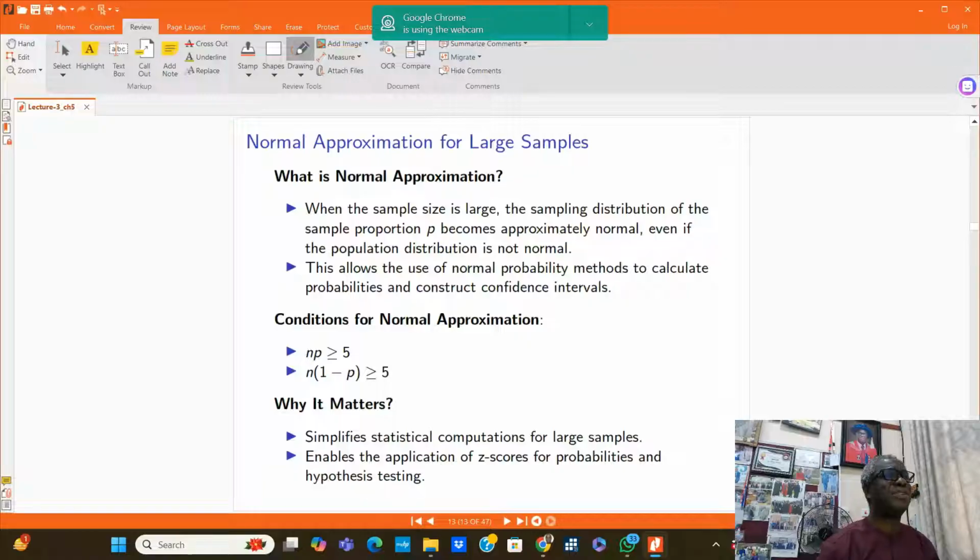Now let's talk about the normal approximation for large samples. We mentioned this earlier, and I said when you have large samples, the sampling distribution of the sample proportion becomes approximately normal, even if the population distribution is not normal. So this allows the use of normal probability methods to calculate probabilities and also construct a confidence interval.